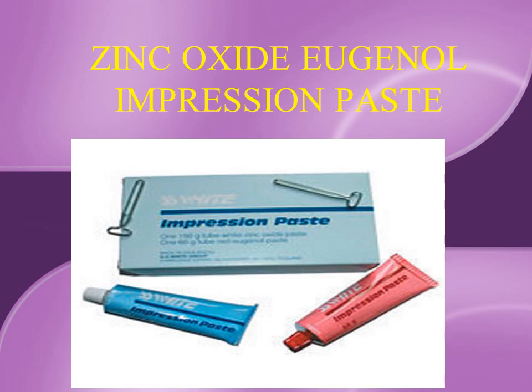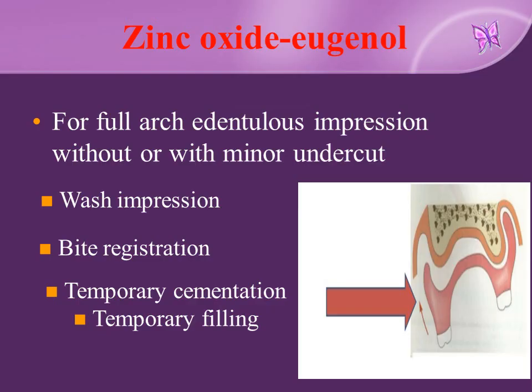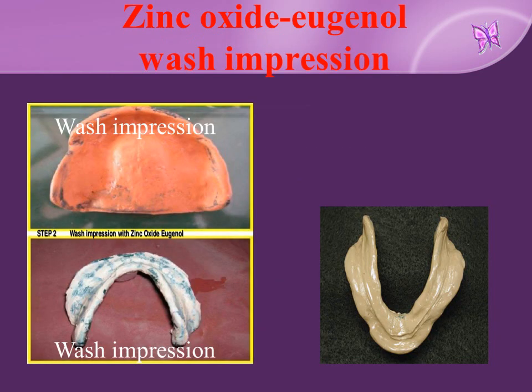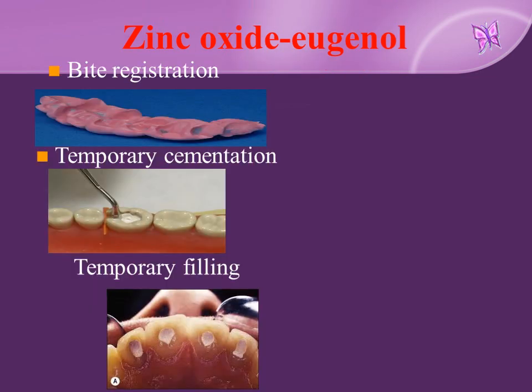Zinc oxide eugenol impression paste. Zinc oxide eugenol used for full arch edentulous impression without or with minor undercut. Used for wash impression. Used for bite registration, temporary cementation, temporary filling. Zinc oxide eugenol wash impression. Zinc oxide eugenol used also for bite registration, temporary cementation, temporary filling.